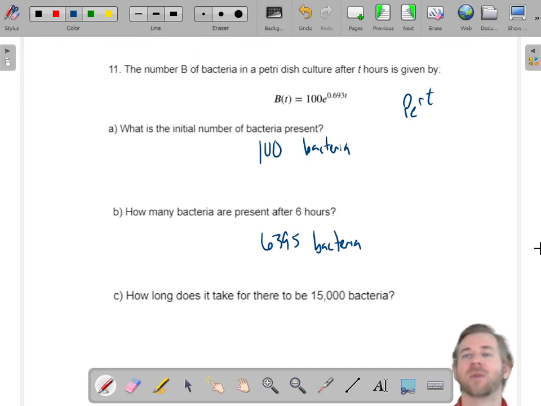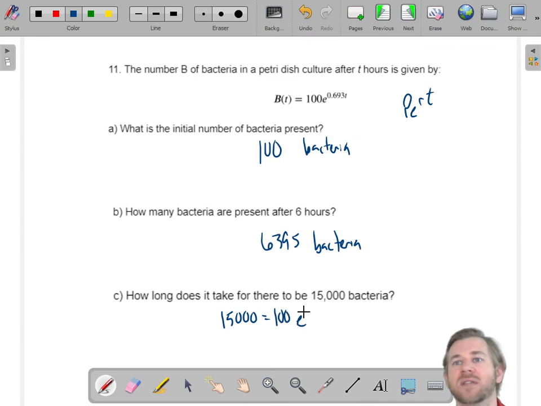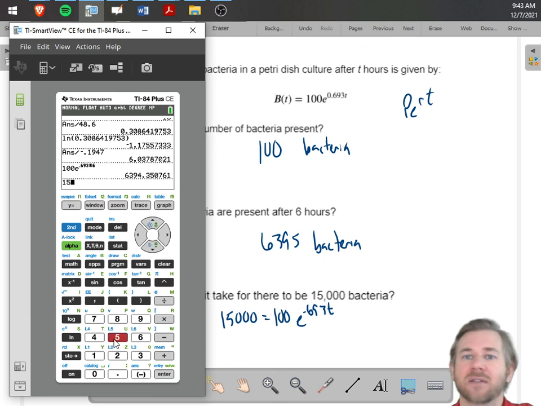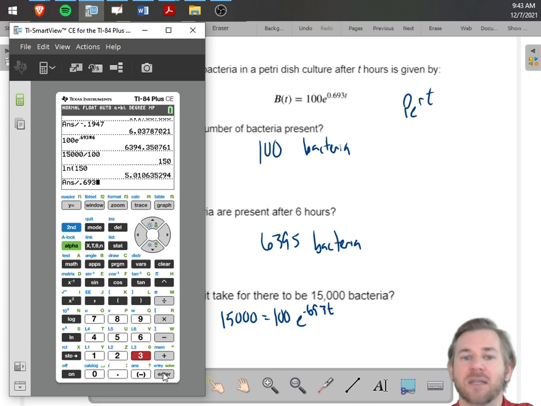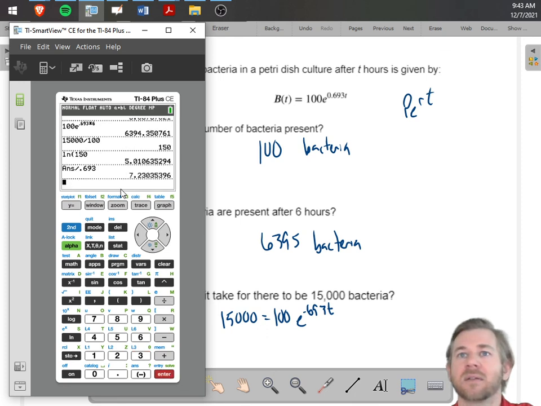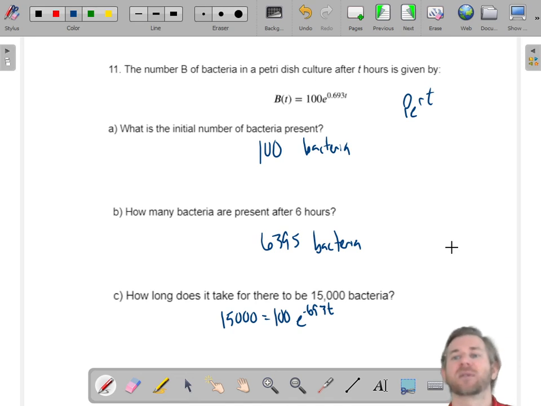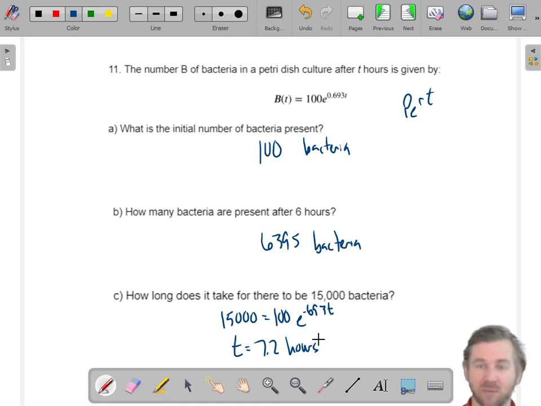And then the last one, when will it reach 15,000? So 15,000 equals 100 e to the 0.693t. So I divide 15,000 divided by 100. Take the natural log of both sides, and then divide by the decimal, 0.693, and that gets you 7.23. About 7.2 hours. After about 7 hours, we'll have gone from 100 to 15,000 bacteria. So that's a lot.